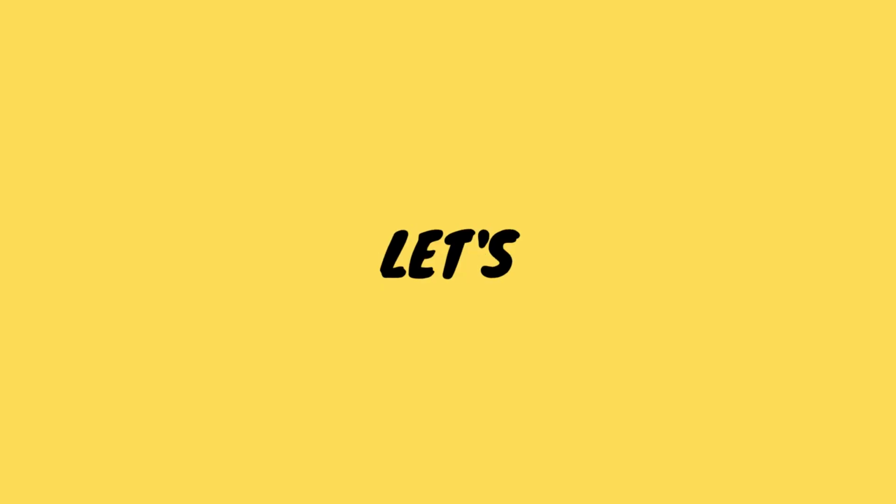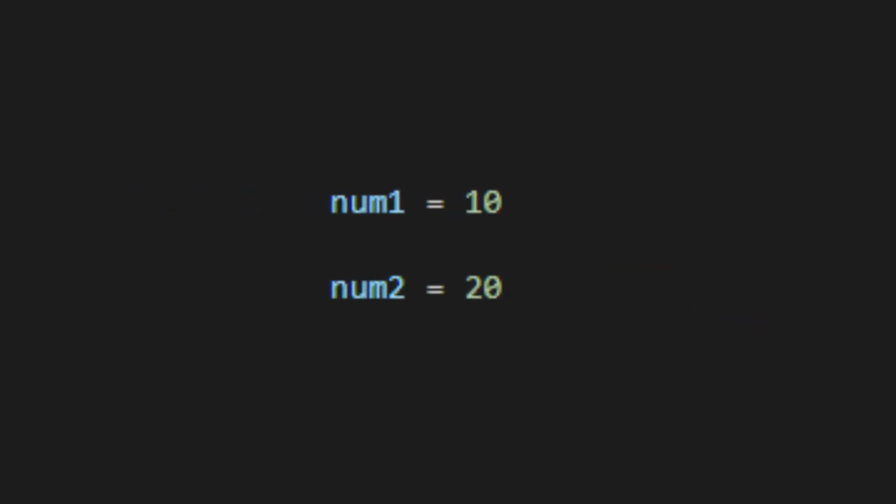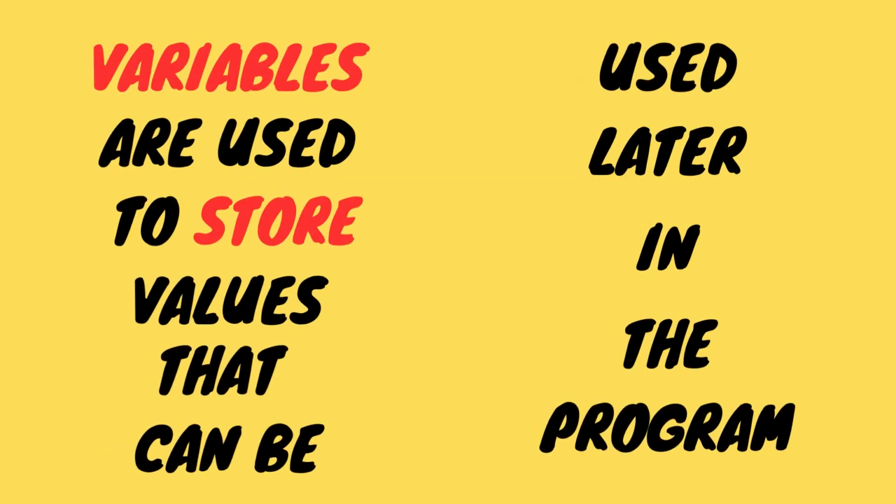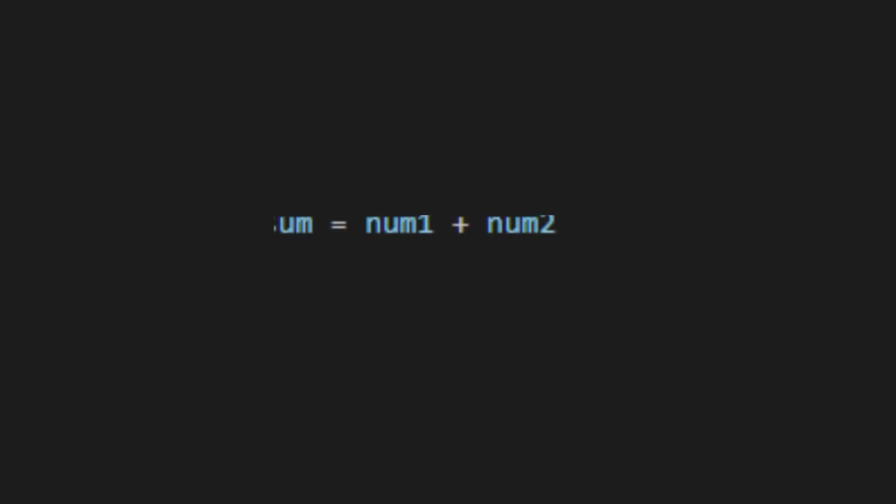Okay, now, let's break down this program line by line. The first two lines of code assign the values 10 and 20 to the variables num1 and num2, respectively. Variables are used to store values that can be used later in the program. The third line of code adds num1 and num2 together and assigns the result to the variable sum.